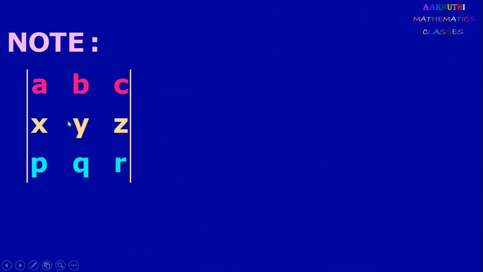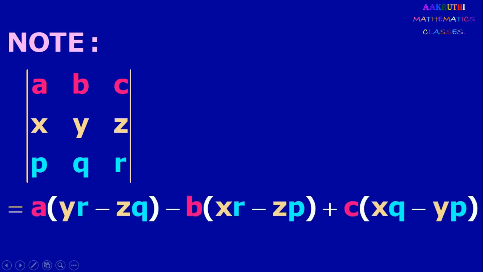One note, how to expand determinants. Suppose you consider the determinant of ABC, XYZ and PQR. Here you have to start with A, leave this column, and cross multiply the remaining numbers. So this can be written as A into (YR minus ZQ). The first element is positive, second element is negative, again third element is positive. So next element is negative.